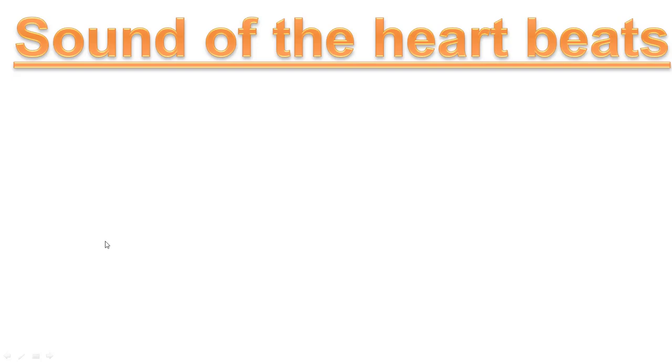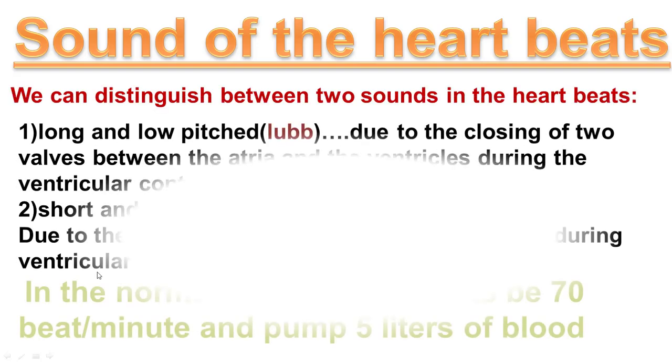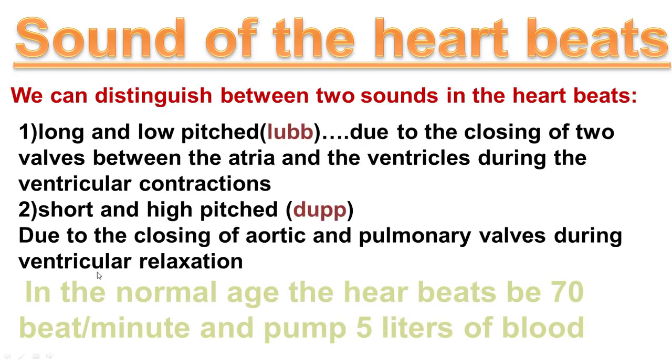Sound of the heartbeats. We can distinguish two types of sounds. First one, lub. Second one, dub. Lub is long and low pitched. This is due to closing, both of them due to closing. The first one is due to the closing of the two valves between the atria and ventricles during, it's very important, ventricular contraction.